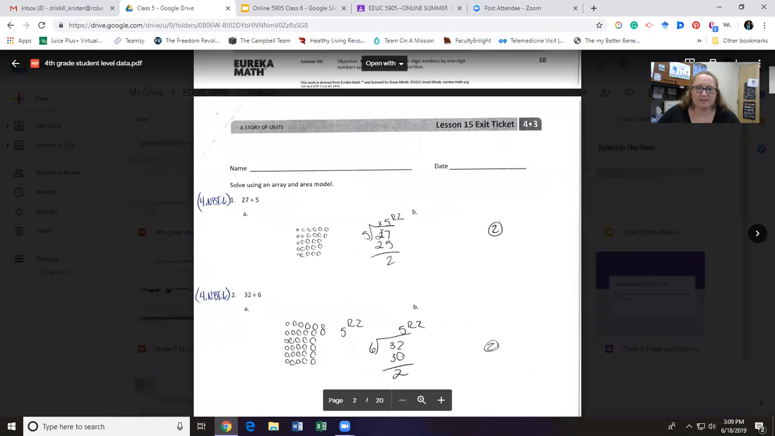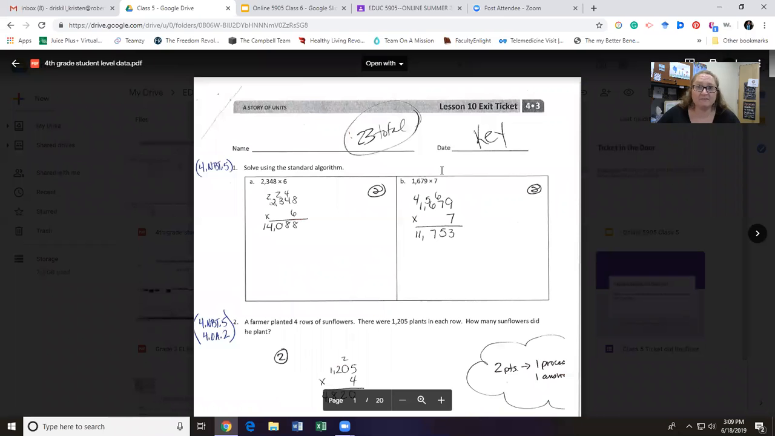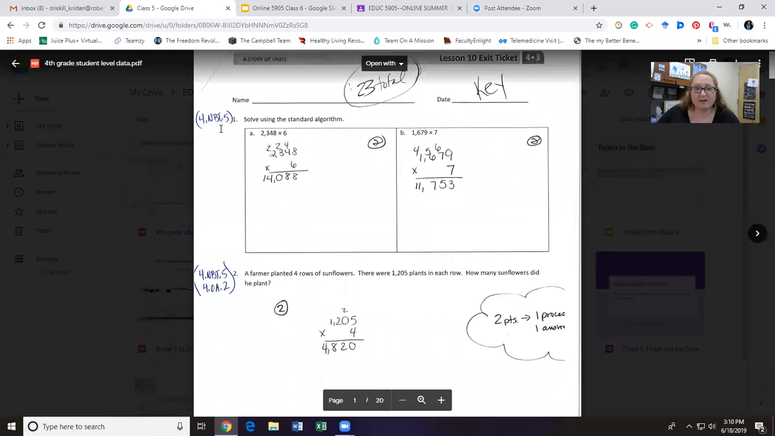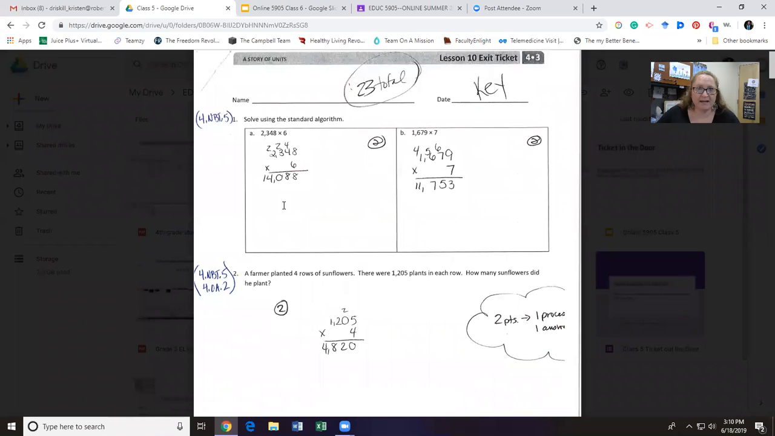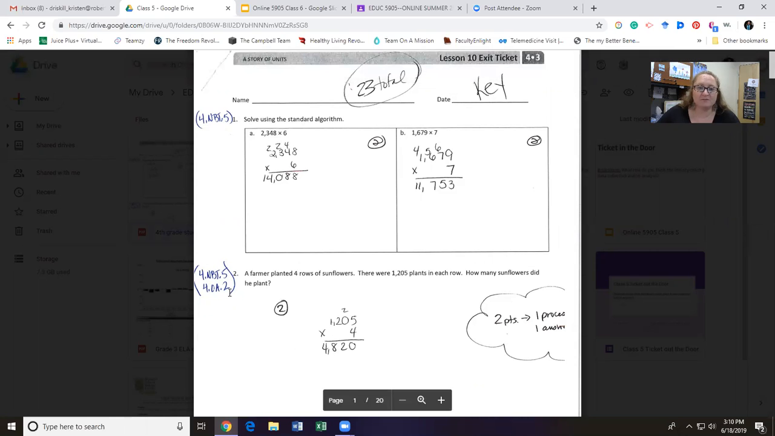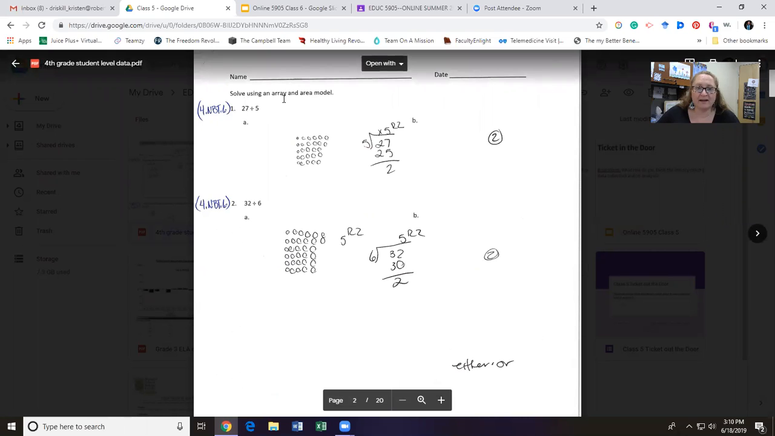Okay, so this should look like the packet that you have, or file, I should say, that you have. The key is first. So the standards that are being assessed here, you can tell all have to do with multiplication, multi-digit times 1 digit. So students have to use the standard algorithm, which is the regular formula. They have to be able to read a word problem and know what math to do, and then obviously solve it. They have to know how to use an array and an area model.